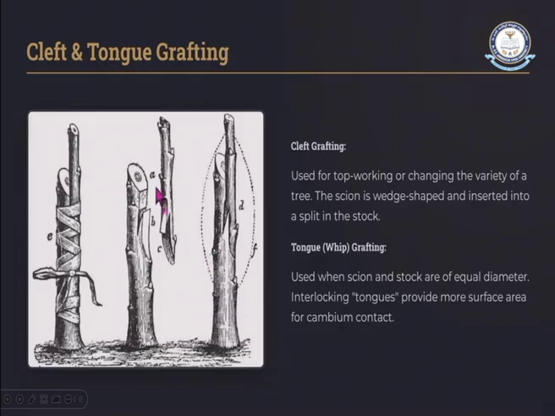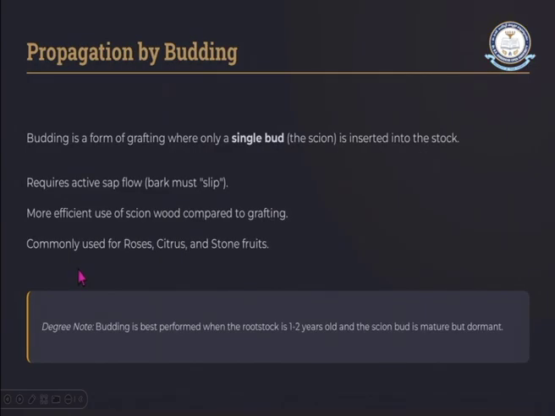As this, the interlocking will be happening, and these tongues will provide more surface area for the cambium contact as well. In vegetative propagation, propagation through budding is a form of grafting where a single bud is enough. That means the scion is inserted into the stock, and in the budding process the complete plant will be grown. Here it requires an active sap flow.